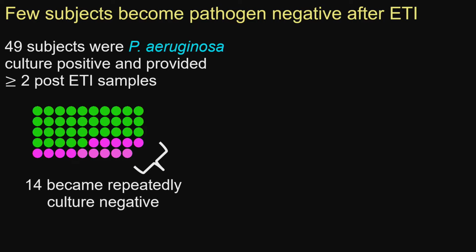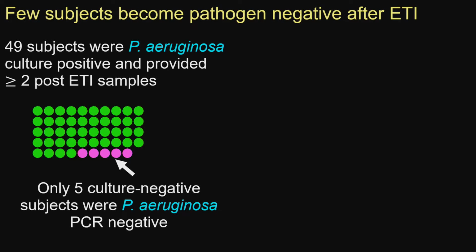If you look at those 49, only 14 became repeatedly culture negative, meaning all of the samples became negative after initiating ETI, and they provided at least 2. Now, if we look at those same subjects, those same samples, using a very sensitive Pseudomonas droplet digital PCR assay, the number decreases further. Only 5 of the 49 were both culture negative repeatedly and PCR negative for Pseudomonas in their sputum.